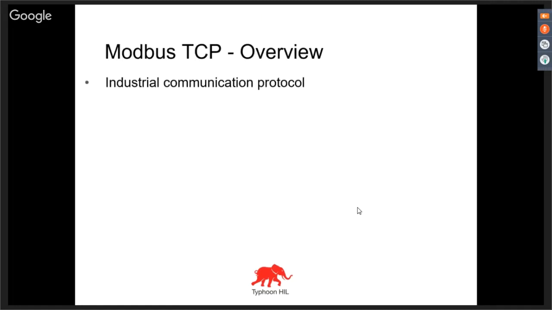Modbus TCP is an industrial communication protocol. As the name suggests, TCP means that it's using the TCP/IP protocol to communicate. Also, there is a Modbus RTU protocol that communicates through a serial interface, RS-232 or RS-485. But at this time, only TCP is supported in our toolchain.